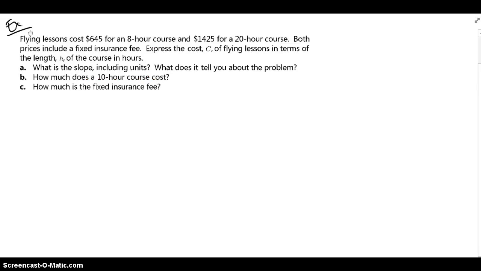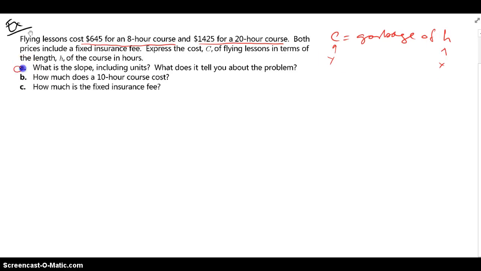Okay, so let's look at another example as an application. Flying lessons cost $6.45 for an 8-hour course and $14.25 for a 20-hour course. Both prices include a fixed insurance fee. Okay, we'll deal with that later, I guess, since they don't give us further info. It says express the cost of flying lessons in terms of the length h. So it's really going to be cost in terms of some garbage of h, which means this must be my y-coordinate and this must be my input x-coordinate.